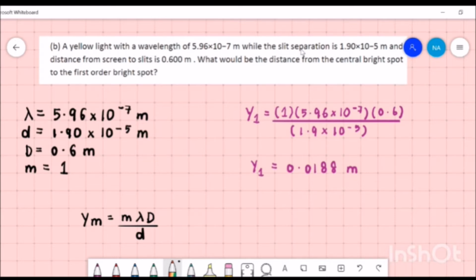From the question given, we know that lambda is 5.96 times 10 to the power of negative 7 meter. The small letter d is 1.9 times 10 to the power of negative 5 meter. The capital D is 0.6 meter. And m is equal to 1. So we use the formula ym equals m lambda capital D over small d. Then we substitute the values given, and the final answer we get is 0.0188 meter.